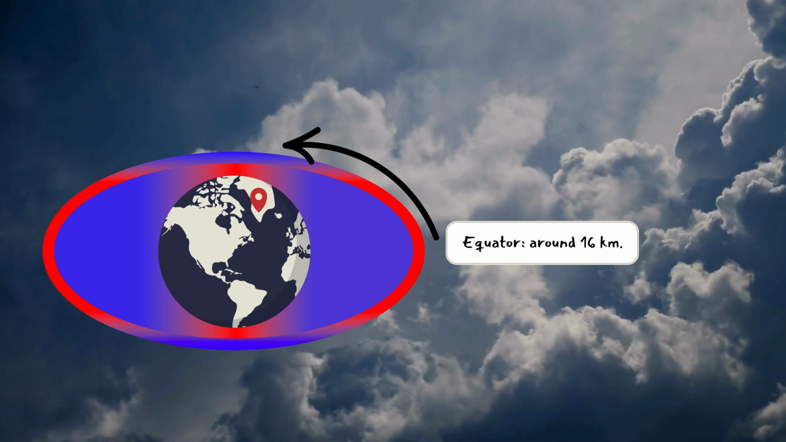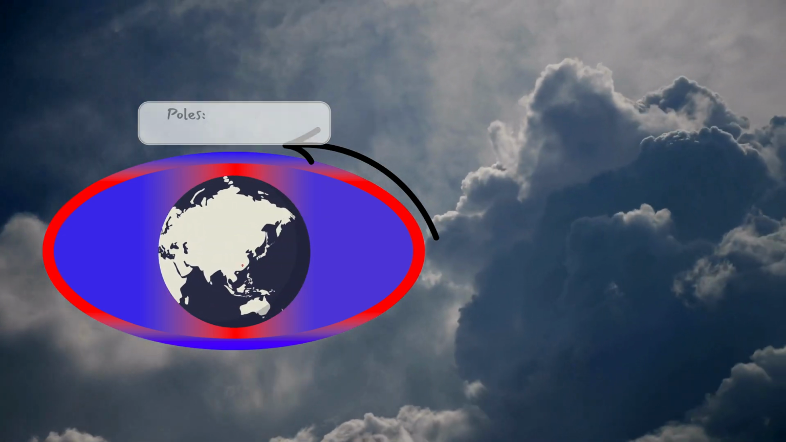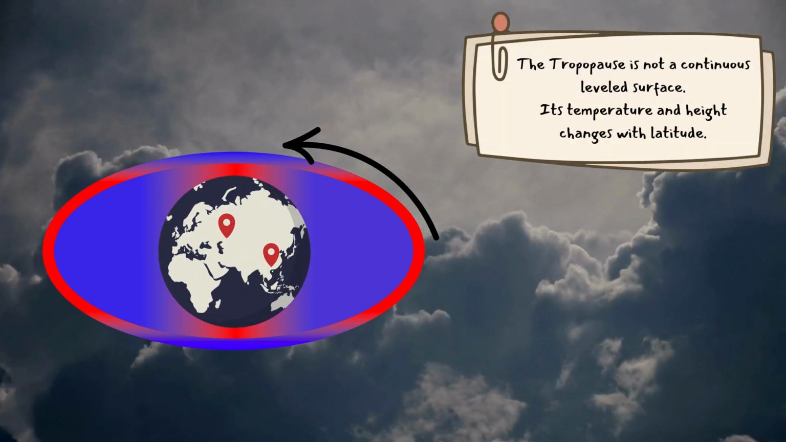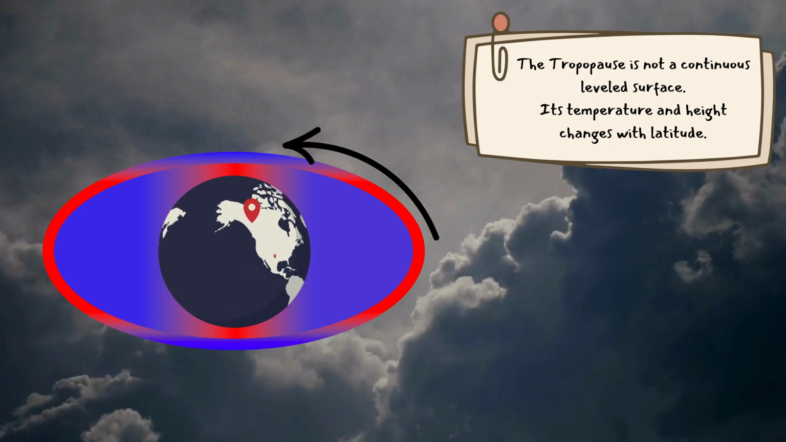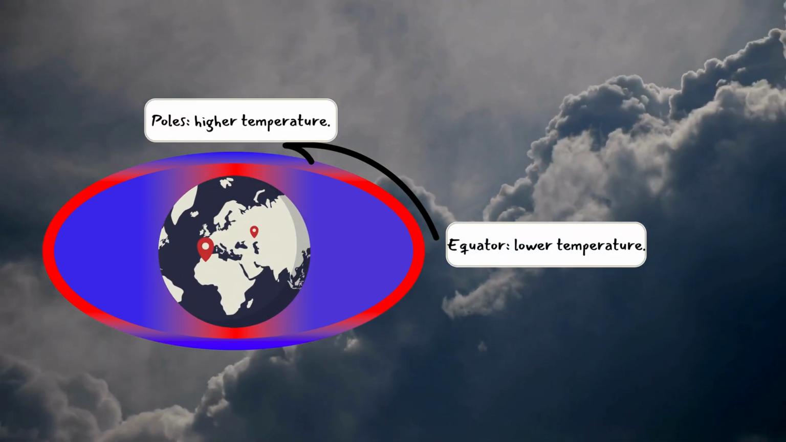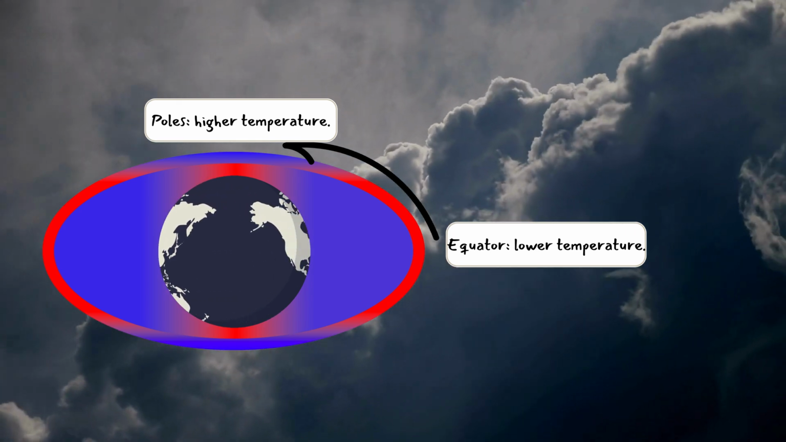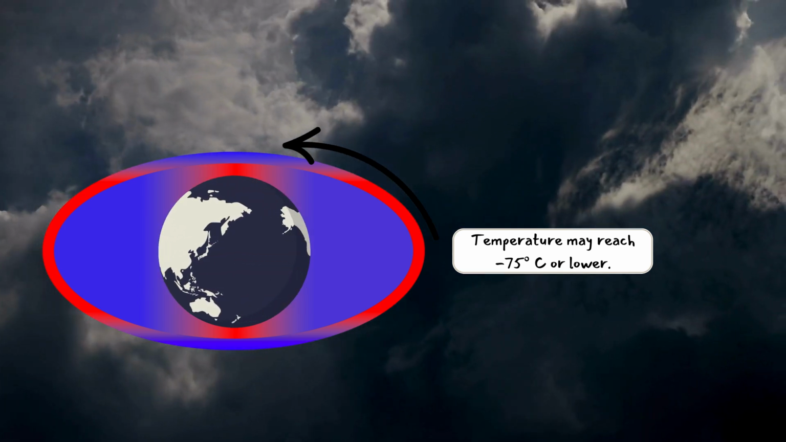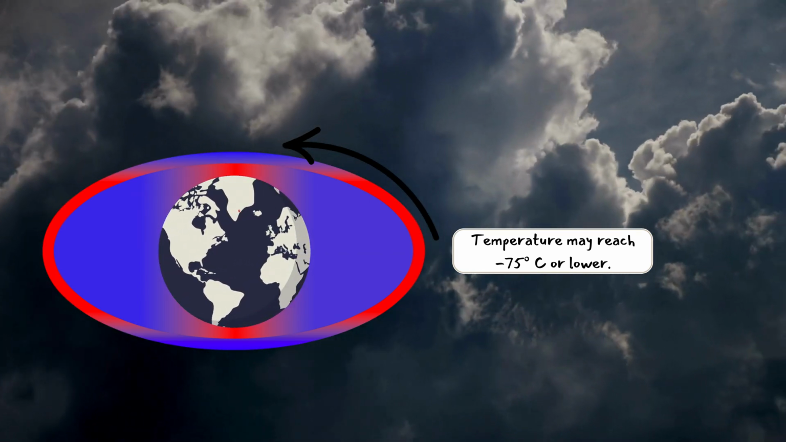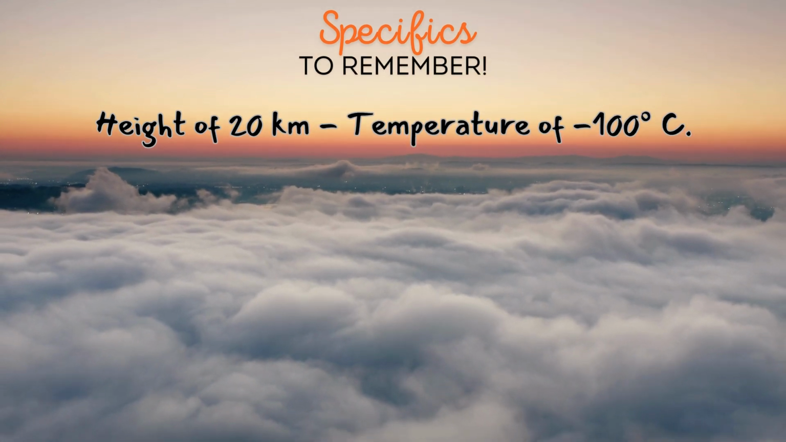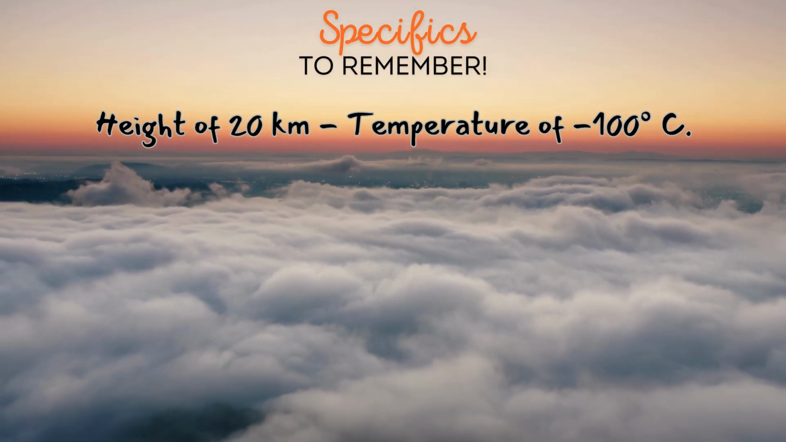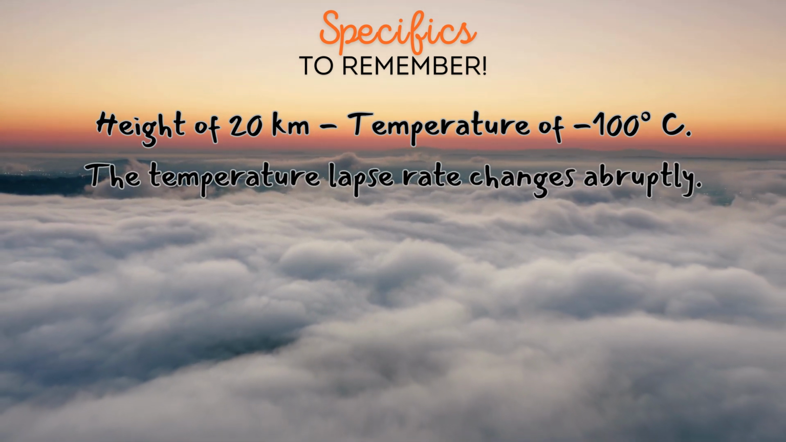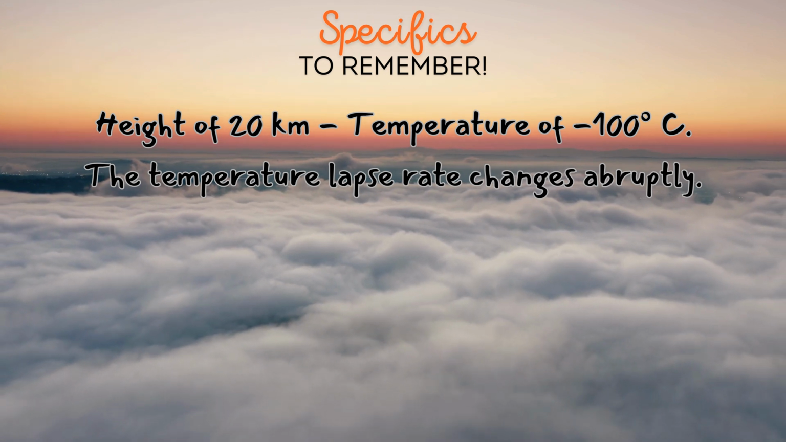Over the equator, it's typically around 16 kilometers, while in mid-latitudes, it's closer to 11 kilometers. It's important to note that the tropopause isn't a continuous surface. Its height and temperature fluctuate. For example, the temperature of the tropopause in polar regions is higher than in equatorial regions. In the tropics, it's not uncommon for temperatures at this level to drop to -75 degrees Celsius or lower. An appropriate temperature at the tropopause, located at a height of 20 kilometers, is -100 degrees Celsius. The temperature lapse rate changes abruptly at this boundary, marking a significant shift in atmospheric behavior.